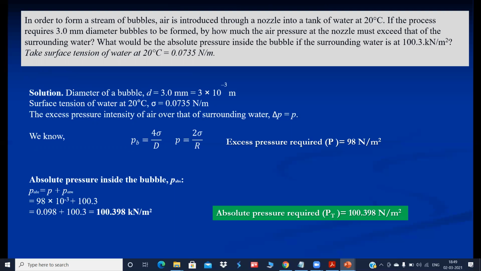So again, in this case, like the first problem, the bubble is formed inside the water body. If it is formed inside the water body, we have to use the expression of a liquid droplet. So accordingly, the liquid droplet expression is used. So the answer is 100.